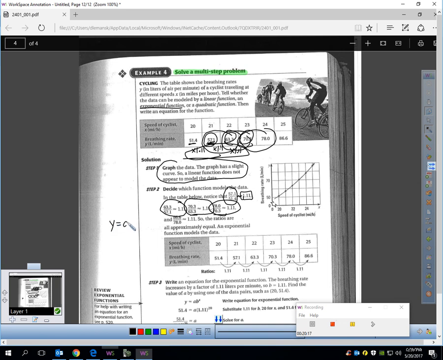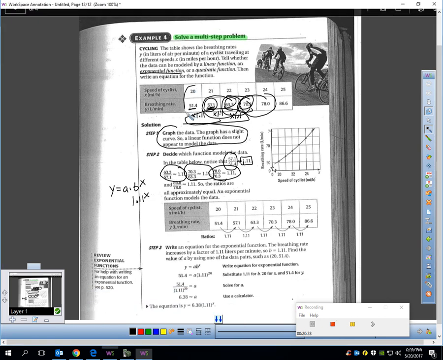So y would equal a times b to the x power. I know b is 1.11. I've got to find a, and they don't have 0 on here. So the easiest thing you can do is take an ordered pair like 20 and 51.4. Now think about that. X is 20. Y is 51.4. So this is x, this is y. Take 20 and plug it in for x. And take y, which is 51.4, and plug it in for y and solve for a. Once we have a, we'll have the equation. So you can see they're doing that in the book.